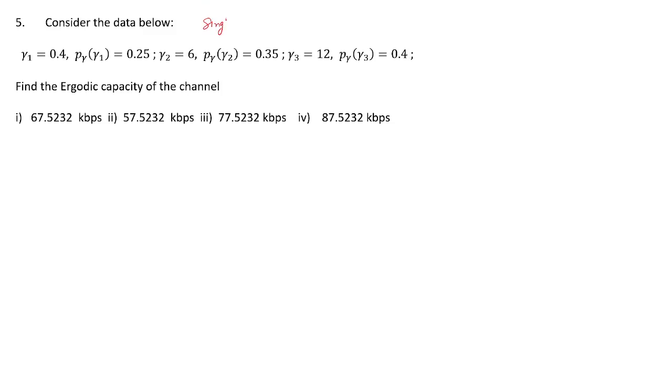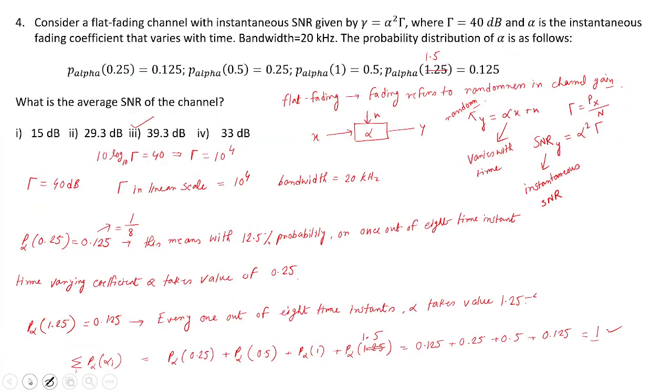It's a single tap channel with bandwidth, this information was missing, sorry about that, 30 kilohertz. So this is a single tap channel with bandwidth 30 kilohertz. In the previous question you were given alpha 1s, that is time varying channel coefficients.